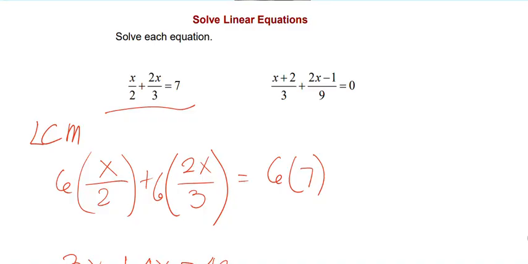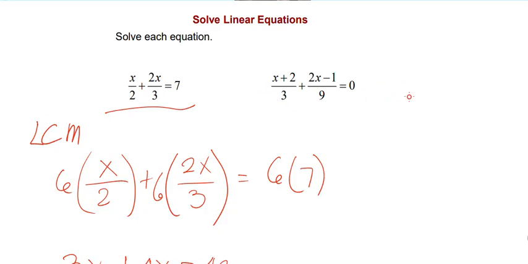Now, let's look at the second equation. The equation that we have here is x plus 2 over 3 plus 2x minus 1 over 9 equals 0. Same method that we use: we're going to find the LCM, which is 3 times 9.